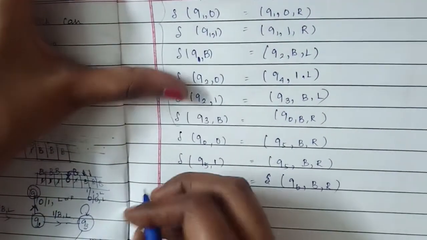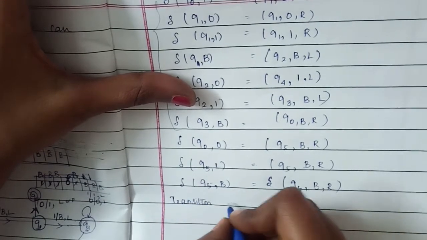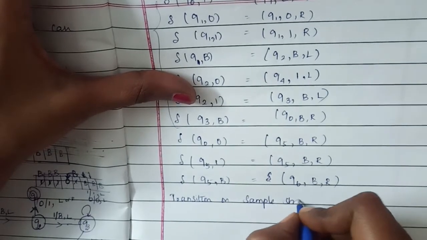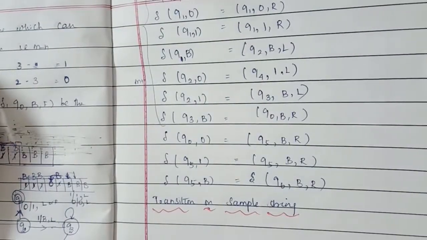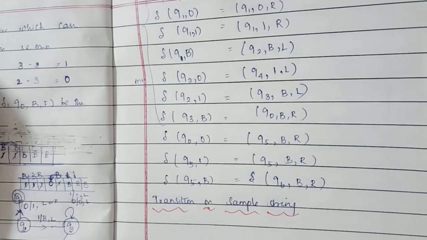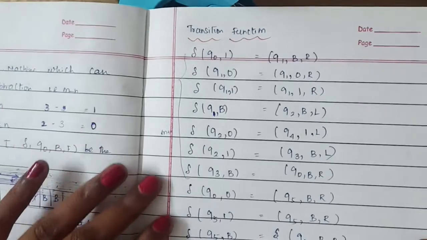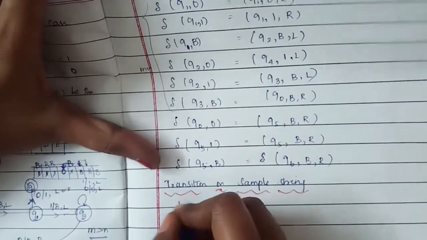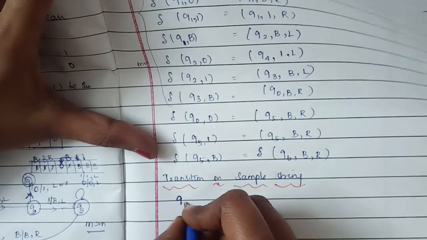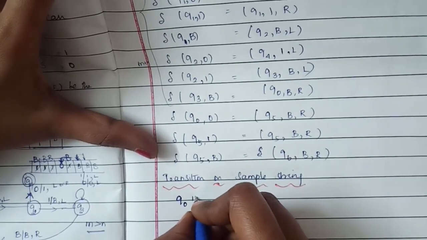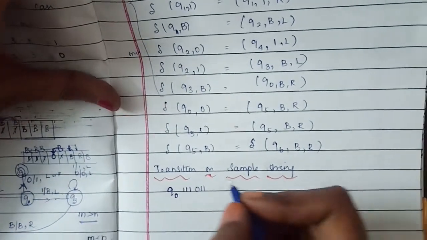Okay, now we'll see this transition using a sample string. So now I'm going to write the subtraction operation, m minus n if m is greater than n, right? So see here, q0 1 1 1 0 1 1. So this is my input.